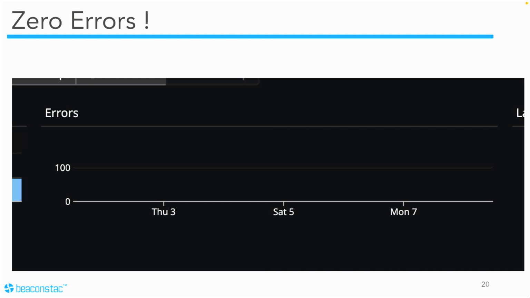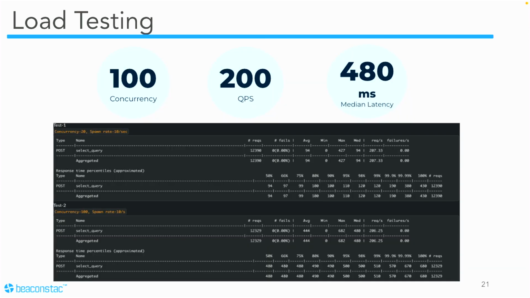0 errors. This graph is primarily the main reason for us to move to Pinot. As you can see, we haven't encountered any query runtime errors. As I've discussed in the beginning, we did comprehensive stress testing on the POC cluster, and we were able to support 100 concurrent users and 200 QPS with the median latency around 480 milliseconds.